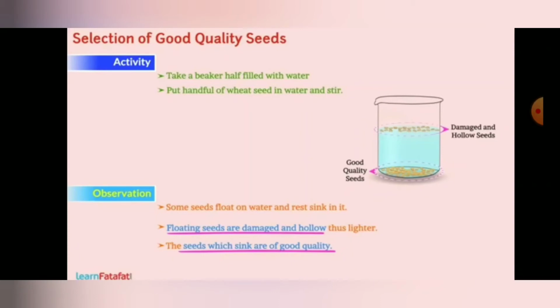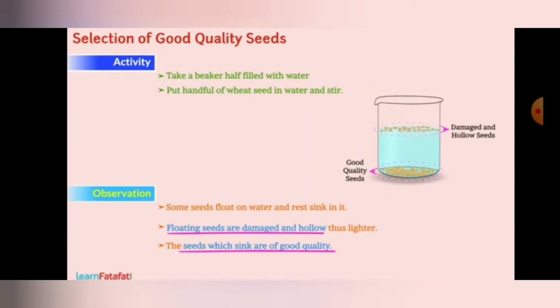After that, what do you have to do? You have to add a handful of wheat or any kind of seeds. Put the seeds inside. So, what observation can we make? Some seeds float on the water and some sink in it. By this observation, we can notice that floating seeds are damaged and hollow, thus they are lighter because they do not have strength. That's why they float.